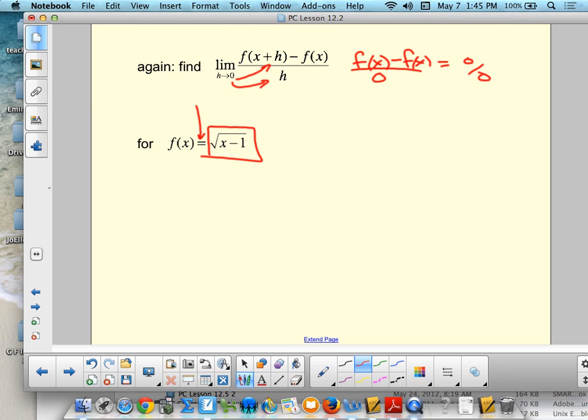Take your function and evaluate your function when you plug what in? X plus h goes in and x goes in. Now plug those two things in without my help. See what happens.